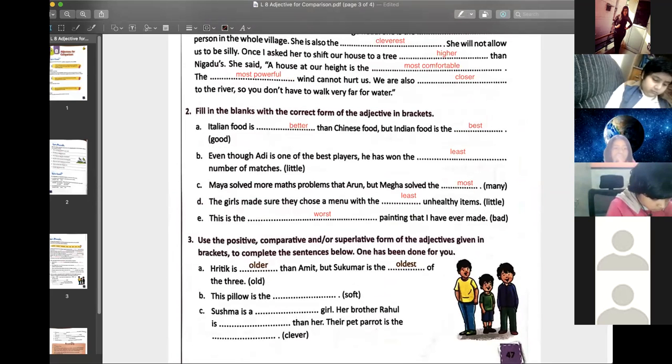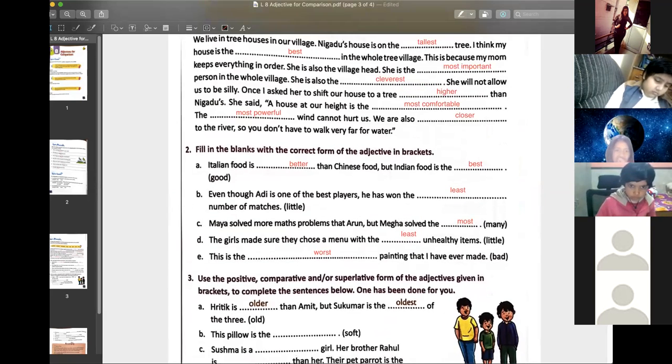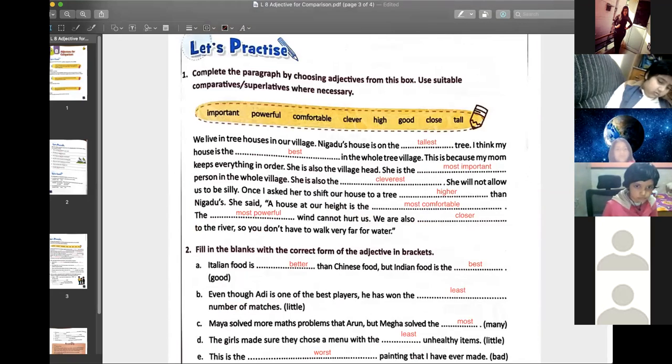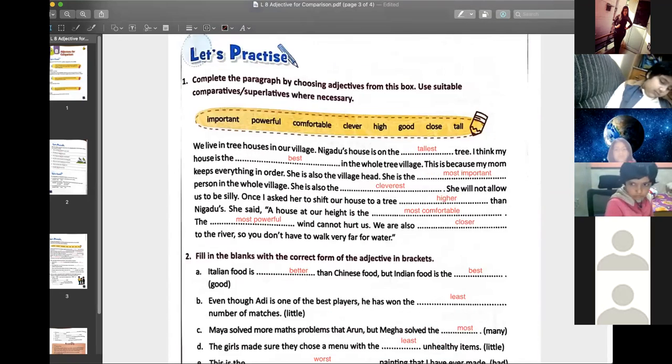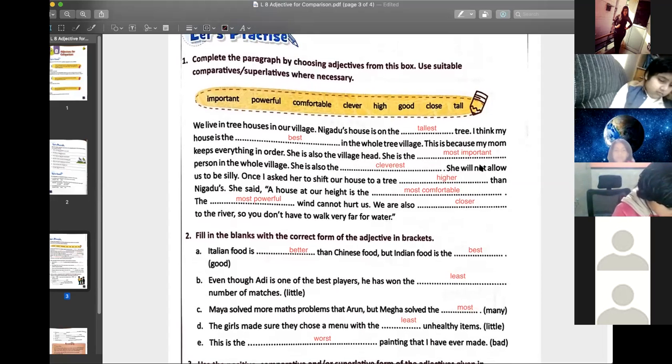Bache, Prachi, that is the irregular verb. Bad, worse, worst. And we are done with this chapter also. To complete this, I'm giving you 2 minutes to complete the answers if you want. And then submit the work by today's evening.